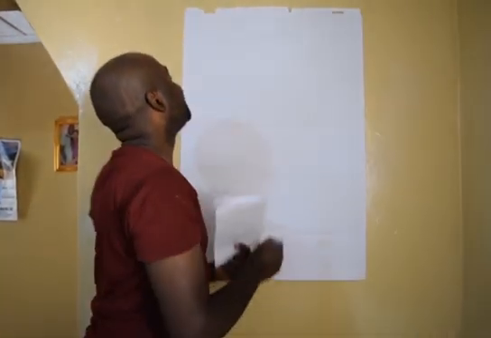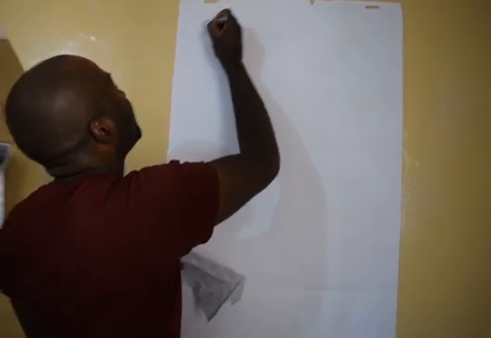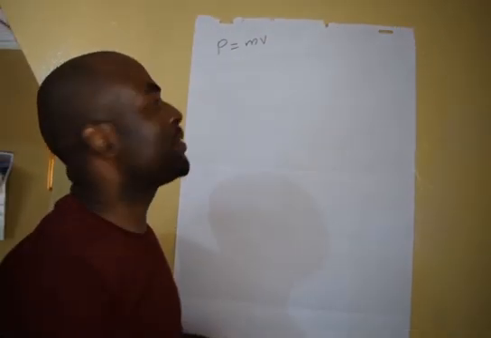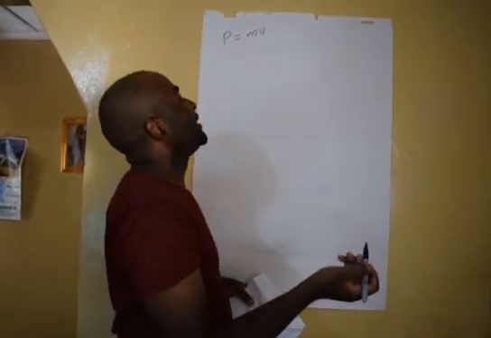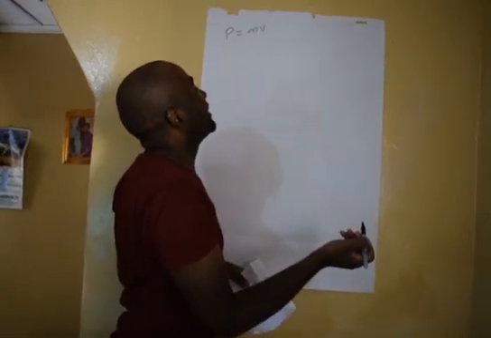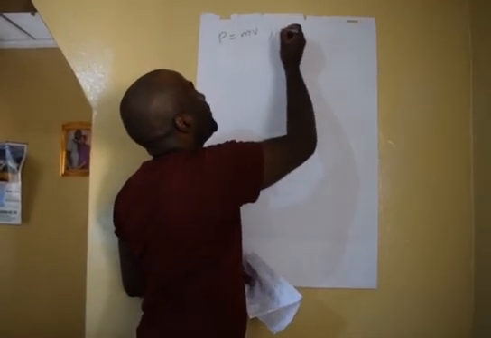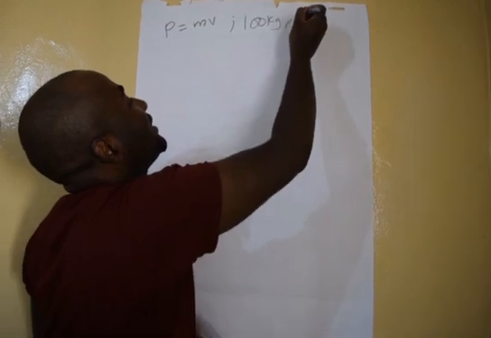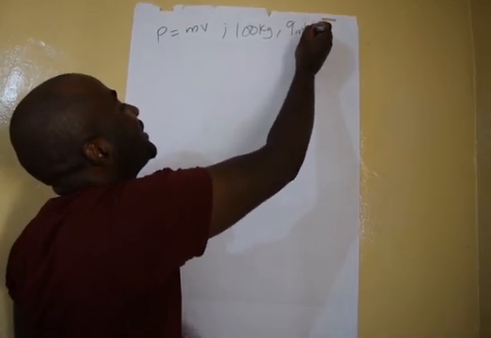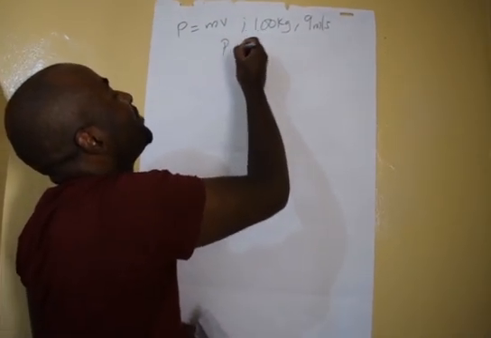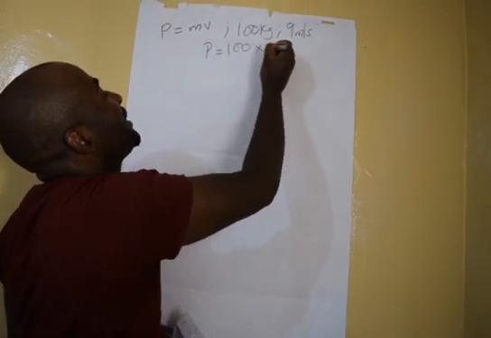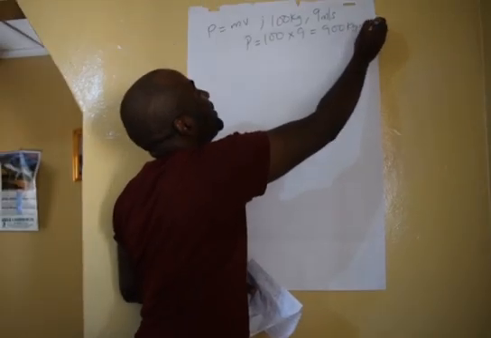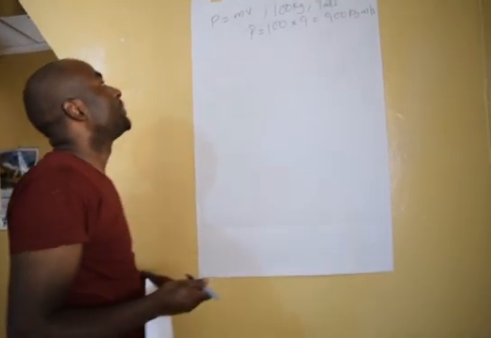So momentum, P, is equal to mass times velocity. To get the momentum of something, you just multiply the mass and the velocity of that object. Meaning if you have say 100 kg moving at 9 meters per second, then the momentum is simply 100 times 9, which is 900 kg meters per second. The units you already know them.